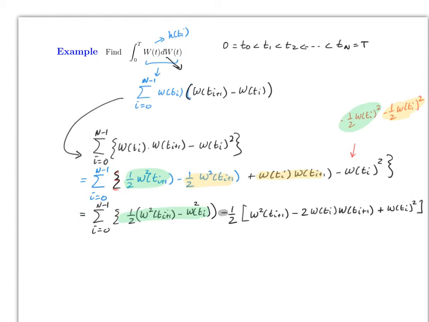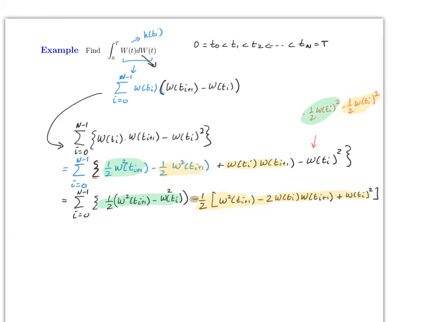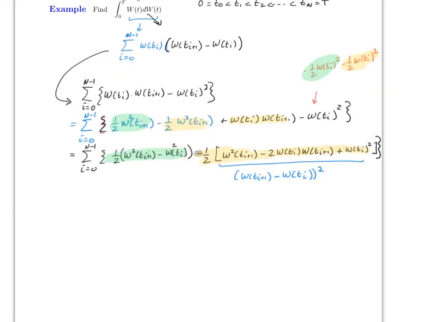Okay, so all the yellow part will give you all of this. And remember that all of this is inside the sum. Now notice that all of this is exactly the same thing as W(Ti+1) minus W(Ti), the whole thing squared. That's just basic algebra again. Hence, we get the following.